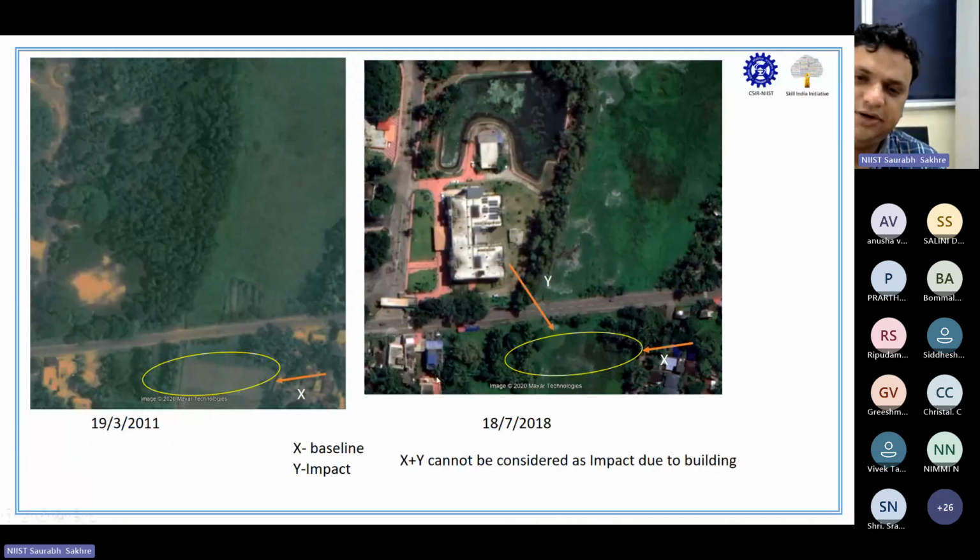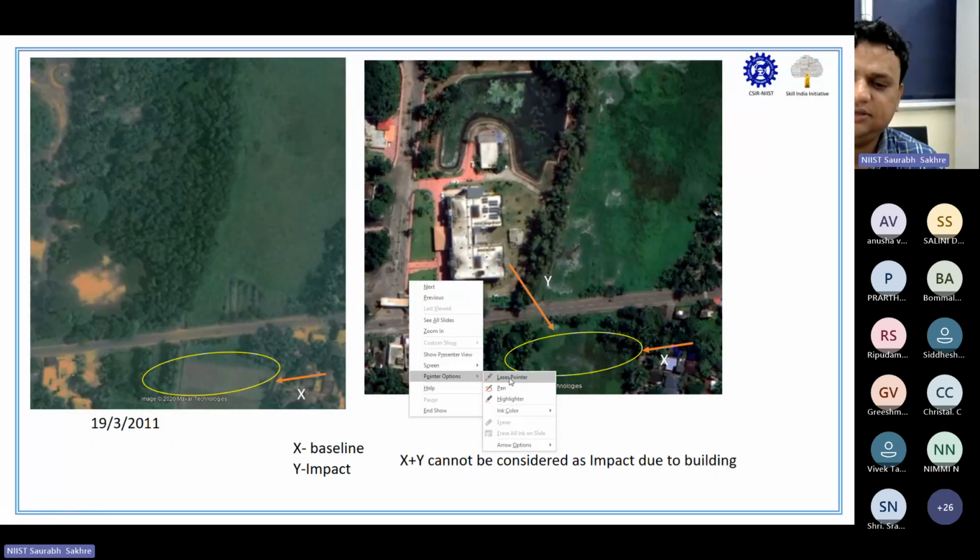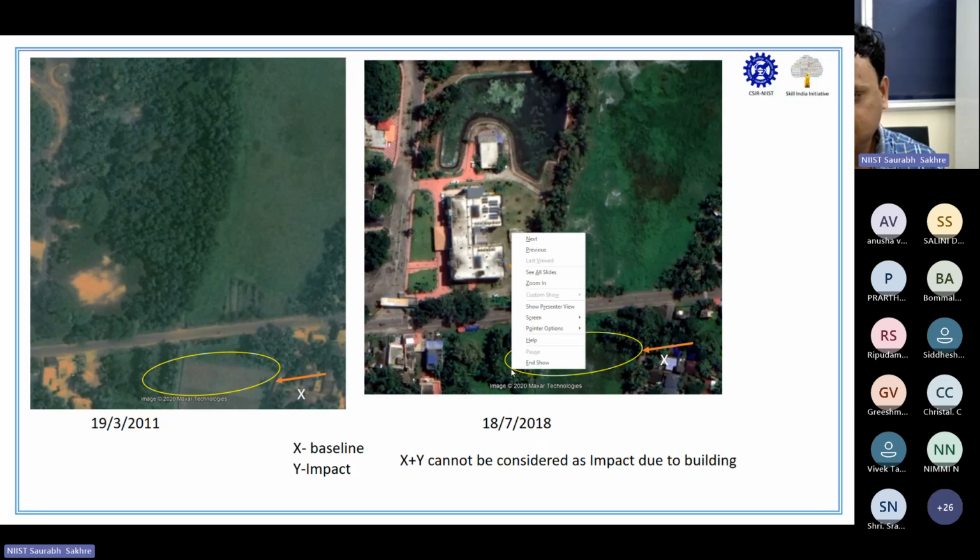Okay, so up to this point, I hope everything is clear to you all. And now we'll see the further aspects of EIA.